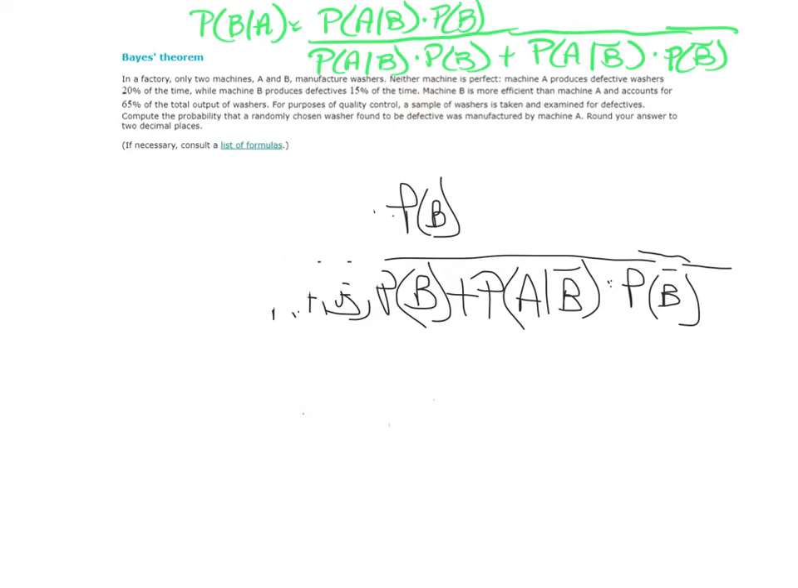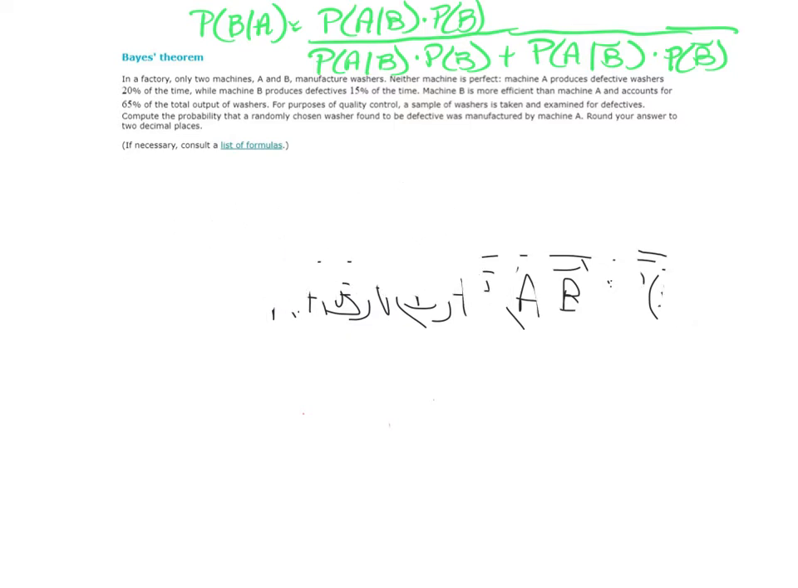All right, so again, I'm going to read through this problem. I'm going to write some stuff down and then try to plug it in. Okay, so here we got a factory with 2 machines, A and B. They manufacture washers. Neither machine is perfect.